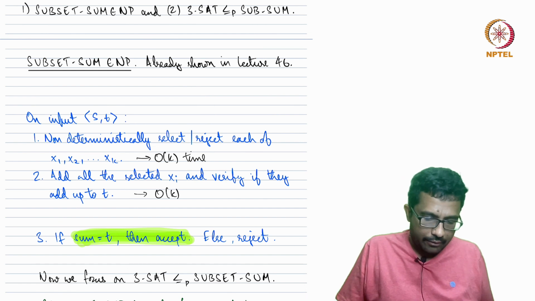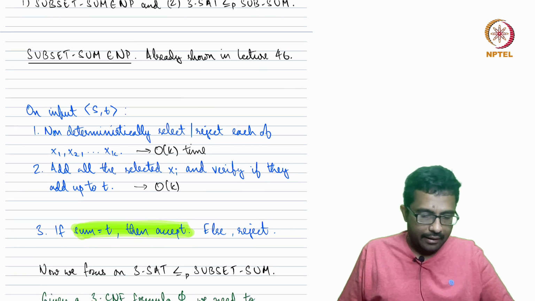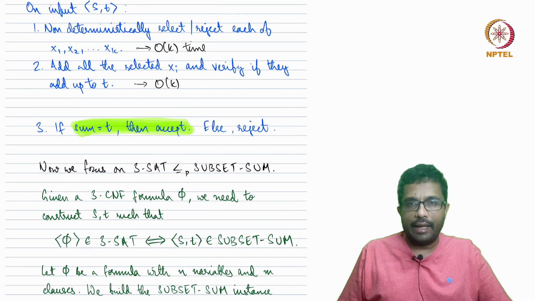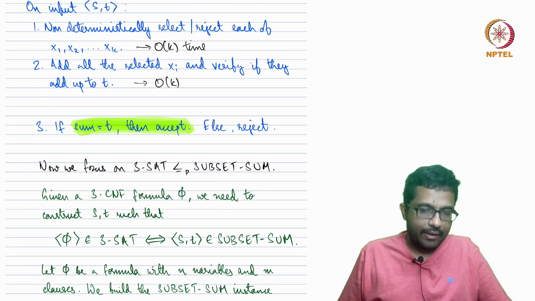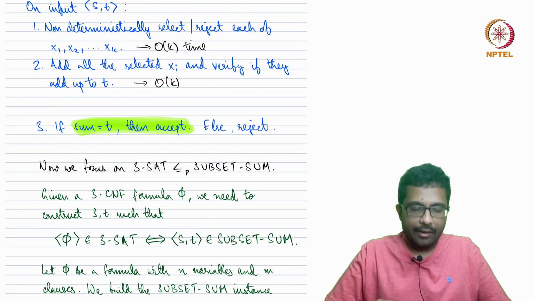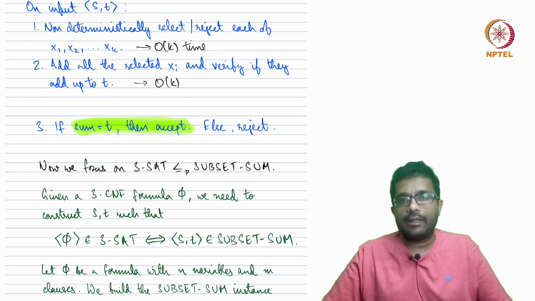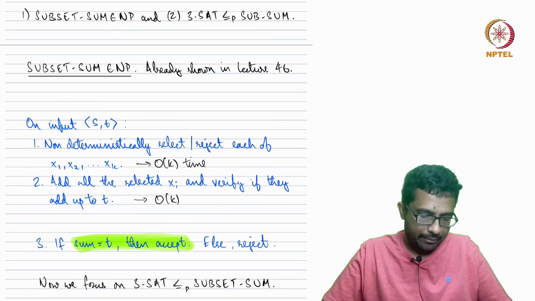So this is also straightforward. So there is a non-deterministic guessing followed by a verification, right? And if the selected subset adds up to T, we accept, else we reject, right? So if there is a subset, this will accept, and if there is no subset, it will reject, right? So this is a valid non-deterministic algorithm, and it also runs in polynomial time. Hence, subset sum is in NP, right?